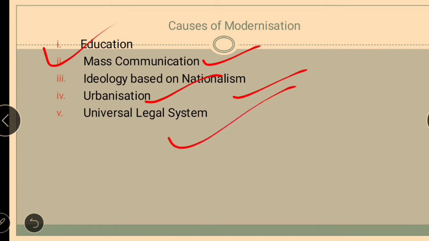Fourth one is the universal legal system. Actually, traditional society with traditional values slows the rate of social change. But with a universal legal system, a modernized society can be fast and function efficiently. Therefore, it can be said that it protects individuals and ensures freedom to everyone.